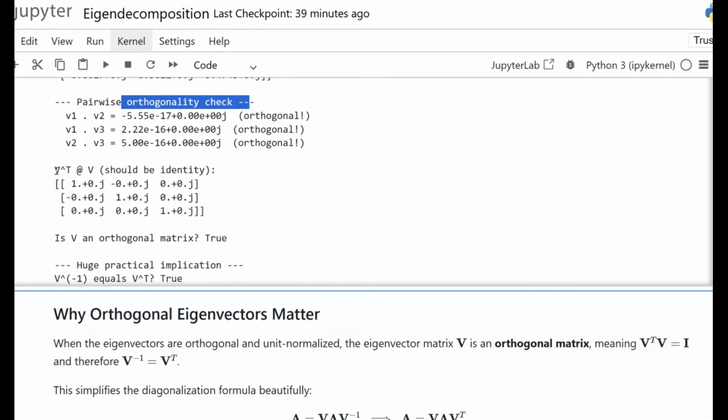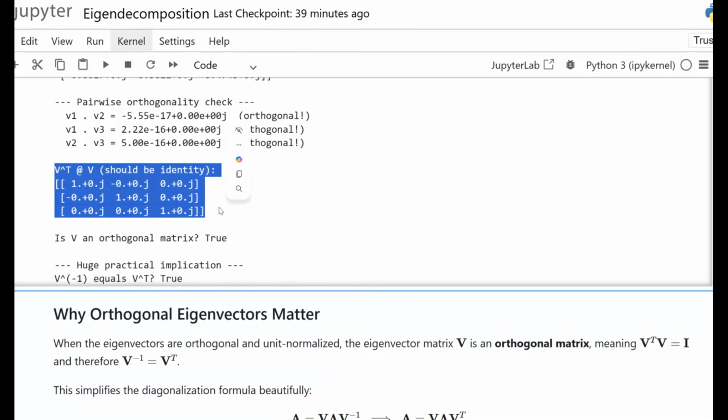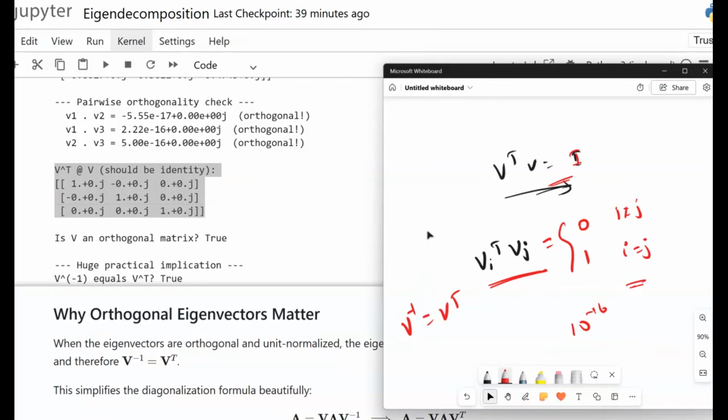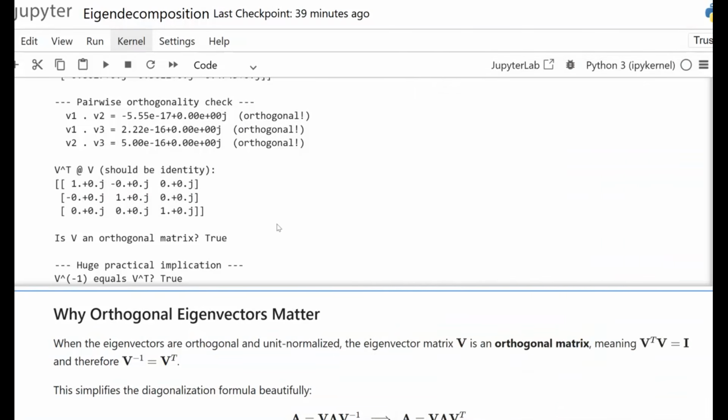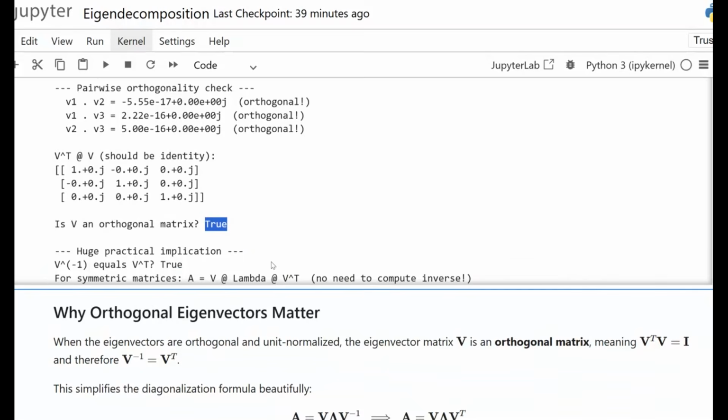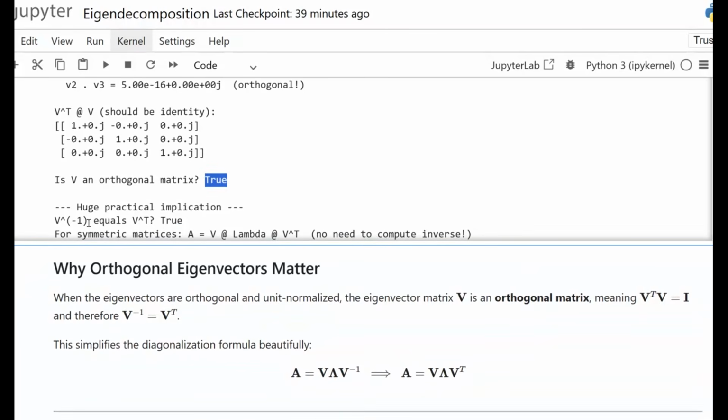And kindly observe V transpose multiplied by V. Yes, here it is an identity. So that is also how we get matrix orthogonality. And yes, V is orthogonal. And observe one thing, dear friends. Here we have a huge practical implication: when we make V inverse equal to V transpose, this is computationally significant, because transpose is far cheaper and more stable than inversion.